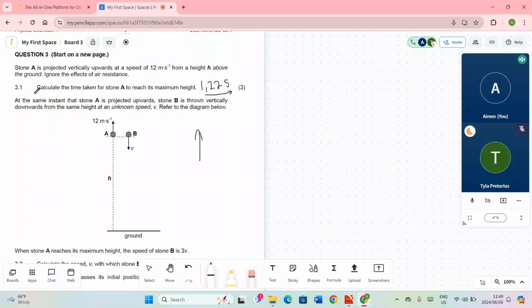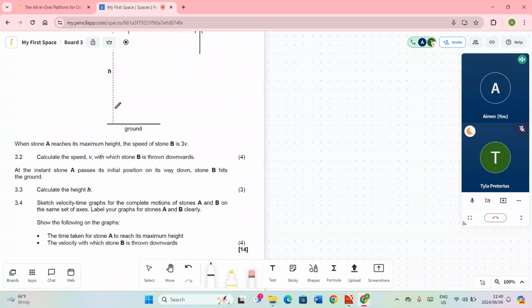Let's read the second part. At the same instant that stone A is projected upwards, stone B is thrown vertically downwards from the same height at an unknown speed v. Refer to the diagram below. When stone A reaches its maximum height, the speed of stone B is 3v. 3.2, calculate the speed v with which stone B is thrown downwards. We want to know the speed with which stone B was projected downwards.